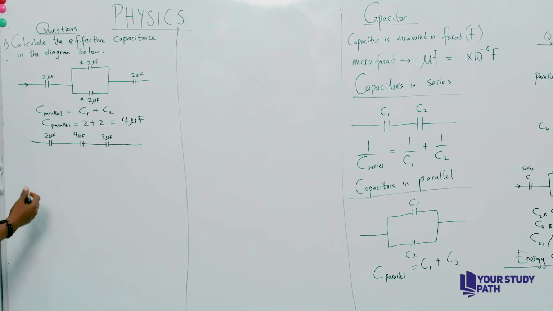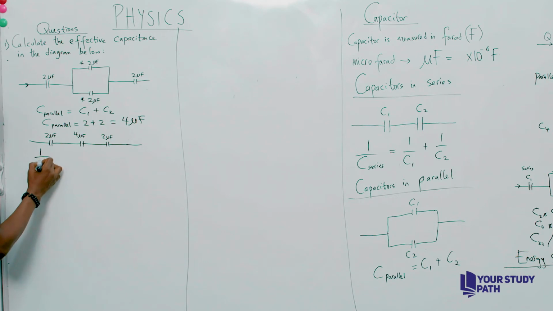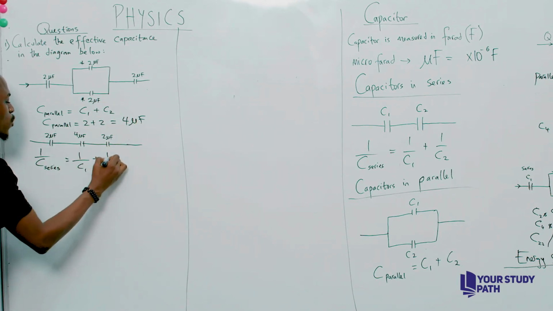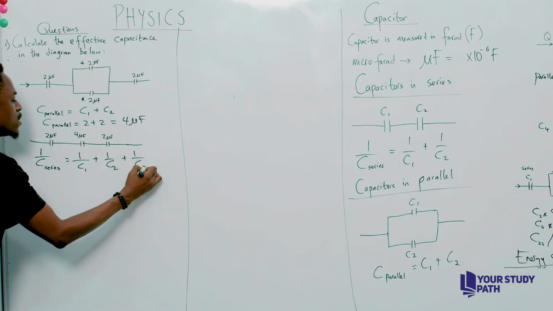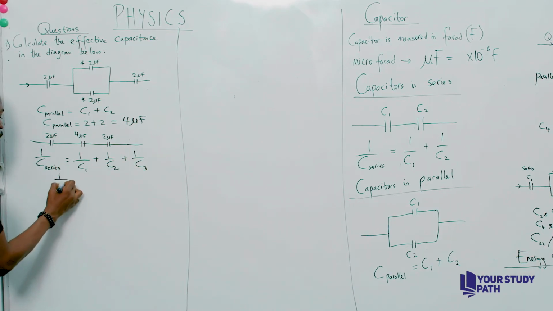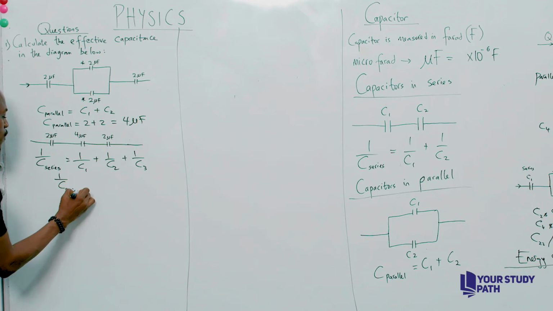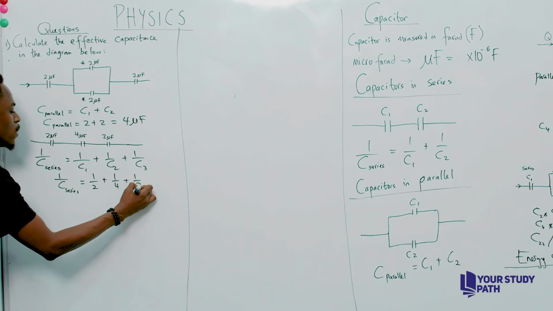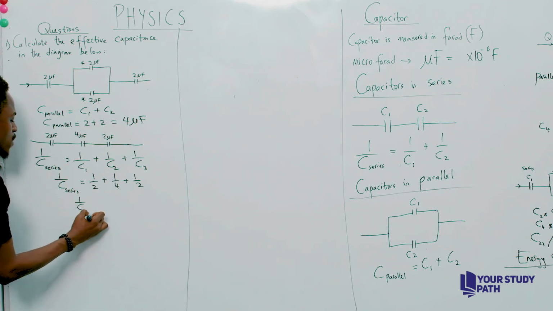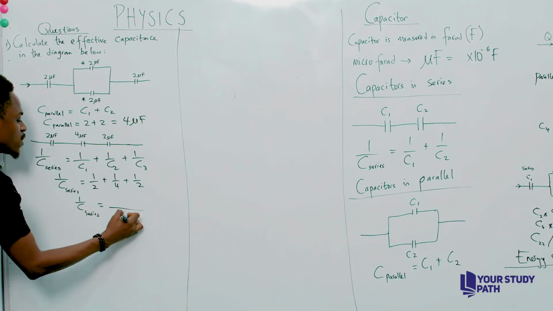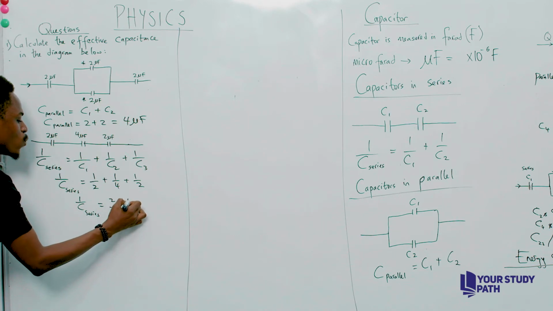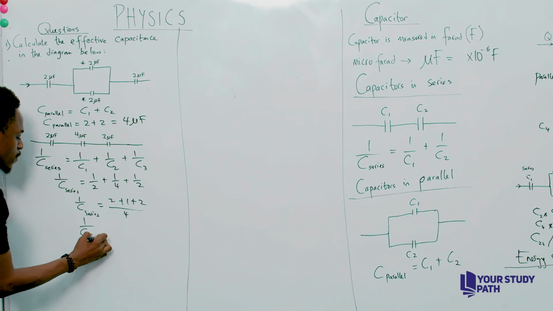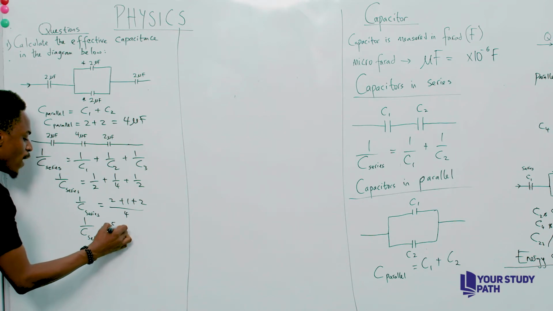So, using the series formula, we need to say that 1 over C series should be equal to 1 over C1 plus 1 over C2 plus 1 over C3. 1 over C series will be equal to 1 over 2 plus 1 over 4 plus 1 over 2. LCM being 4, we have 2 plus 1 plus 2 here. 1 over C series becomes equal to 5 over 4.